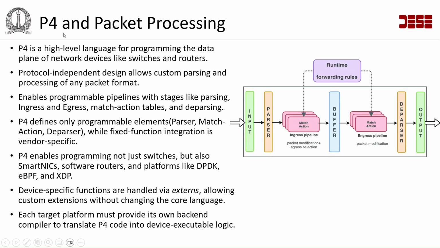Let's see P4, the networking language for packet processing. P4 is a high-level language for programming the data plane of network devices like switches and routers. It is protocol independent and enables programming pipelines like parsing, ingress and egress ports, match-action tables, and deparsing. Each hardware platform must provide its backend compiler to translate the P4 code into device executable logic. This is the figure showing the pipeline, how the packet is obtained as input and passed through stages, and what action has to be done. Action is done in the ingress pipeline, and based on the forwarding rules, it is sent to the egress pipeline and sent to the destination.